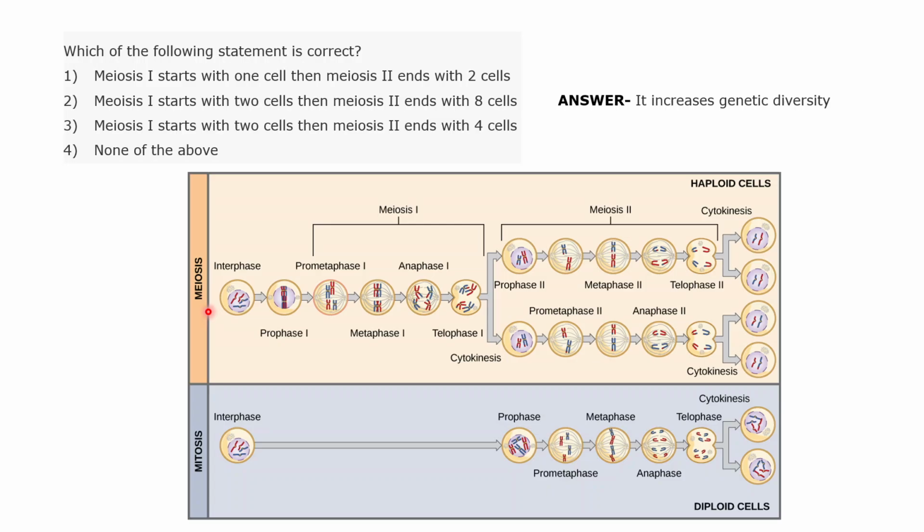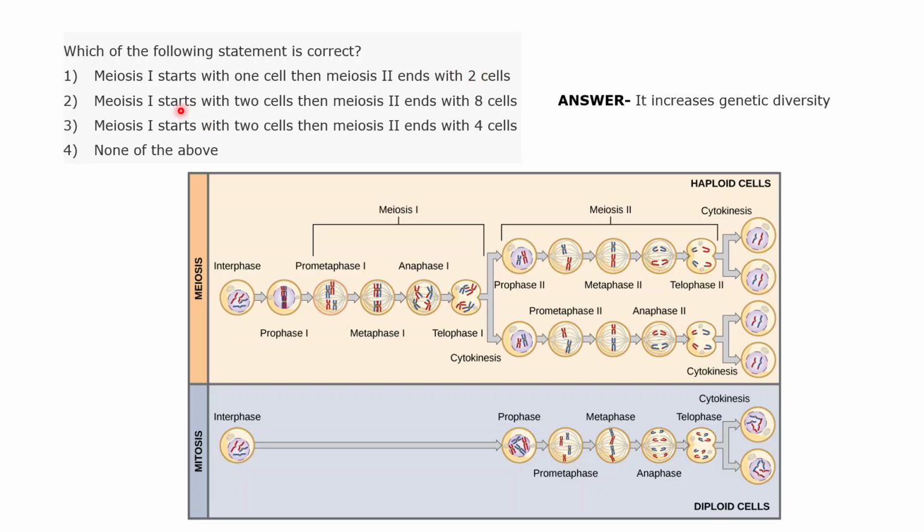So if you start from one cell entering meiosis 1, at the end of meiosis 2, 4 daughter cells are present. It's a simple multiplication. If you look at the first option, meiosis 1 starts with 1 cell, then meiosis 2 ends with 2 cells. No, it ends with 4 cells. One cell at the end of meiosis 1 divides into 2, and those enter into meiosis 2, leading to a total of 4 daughter cells. So if it was 4 cells, then I can agree with that.